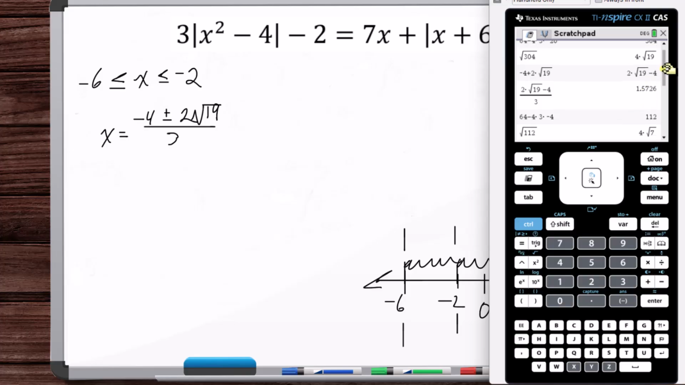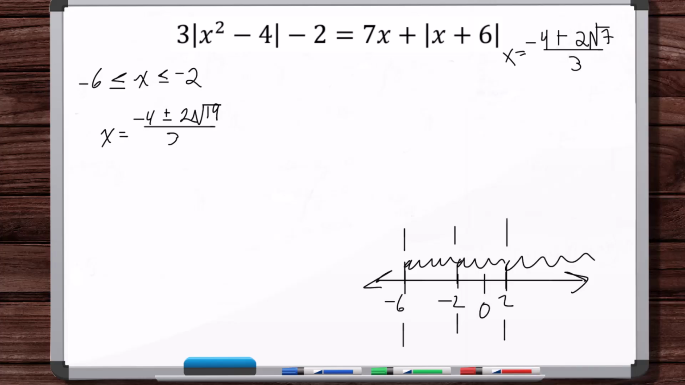1.57, no. And then we didn't do, okay, so divided by 3, minus 4.23. That is a solution. There we go. So, okay. So now we've got one more region to go.